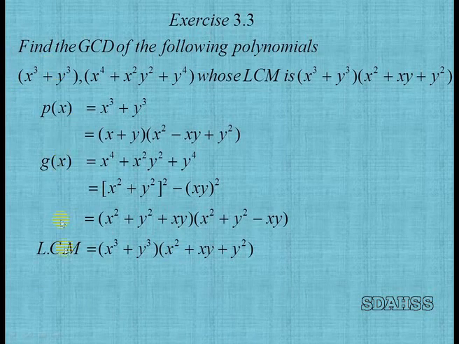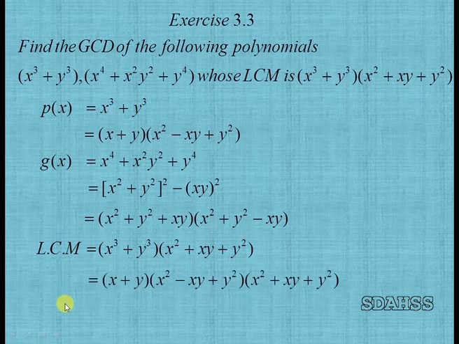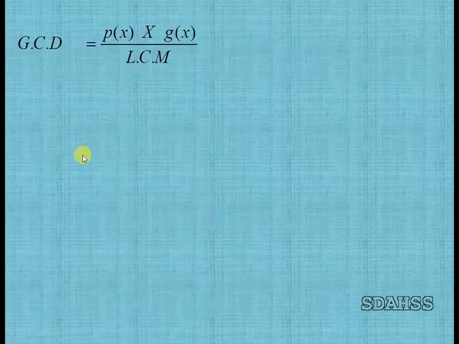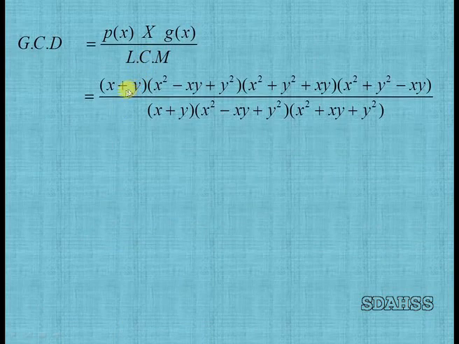Here we want to find out the GCD. So GCD is equal to p of x into g of x divided by LCM. Now substitute all the values in the formula. In the place of p of x, substitute (x plus y) into (x square minus xy plus y square), and in the place of g of x, substitute (x square plus y square plus xy) into (x square plus y square minus xy), divided by, in the place of LCM, substitute (x plus y) into (x square minus xy plus y square) into (x square plus xy plus y square).